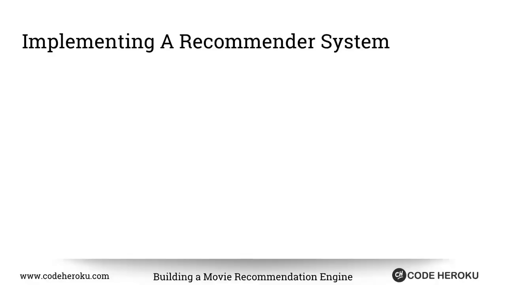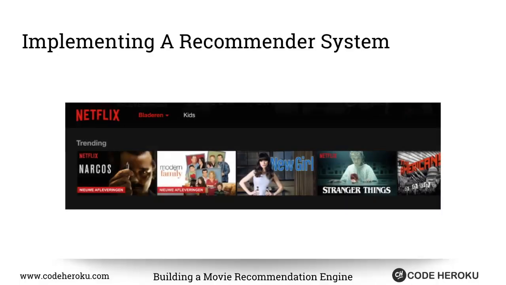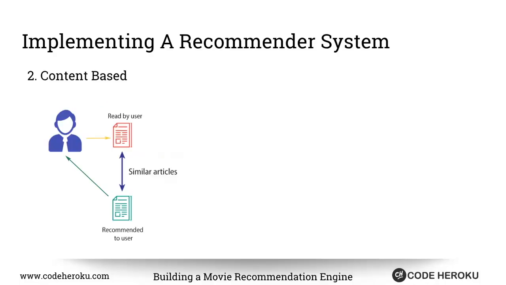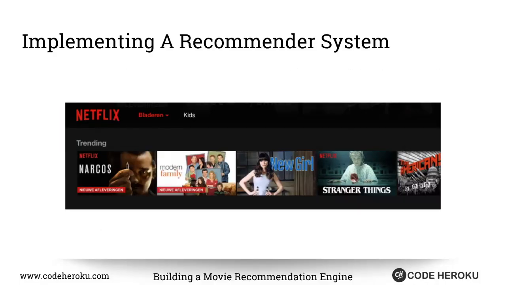So let's see, how would you go about implementing a recommender system? The first, very obvious one is to do a popularity based recommendation system. So for example, on Netflix, you might see something like trending over here, right? So how are they getting this trending list? Based on what users are watching, right?